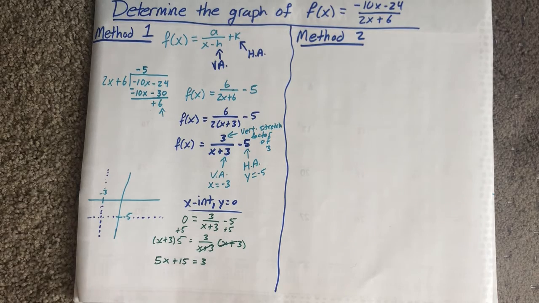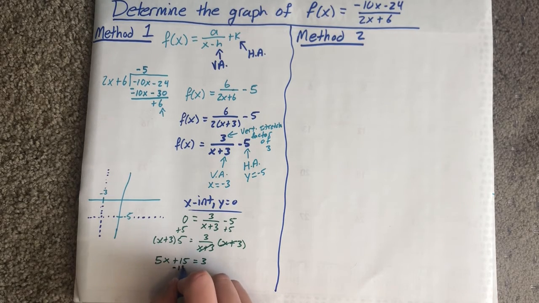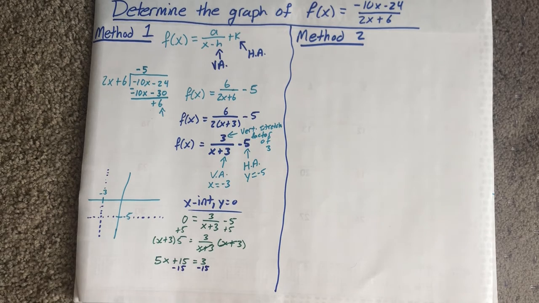And now you can simply start solving for x. Minus 15, minus 15. That gives me 5x equals negative 12. And then divide by 5. And you are going to get x to be negative 12 over 5.